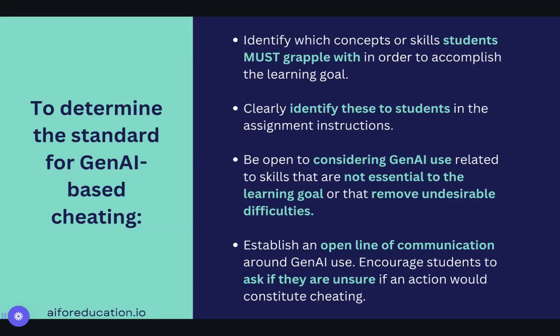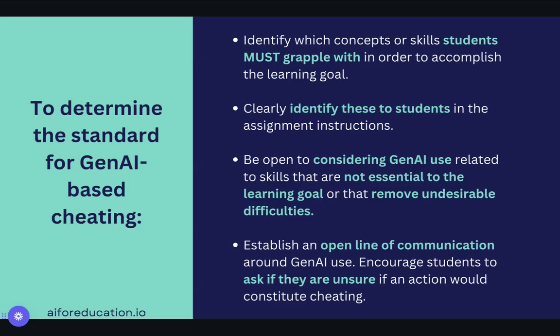But if you consider, as I do, that the standard that constitutes cheating is the deception, the element of trying to deceive the teacher into thinking learning has taken place when it has not, then there are things that you can do. So first of all, I would identify which concepts or skills students must grapple with in order to accomplish the learning goal. Like, this is what I need you to engage with, even if it's hard. Clearly identify those to students in the assignment instructions and say, this is not something that you will be able to use AI for. I need you to do this on your own. But then be open to considering AI use related to things that are not essential to that learning goal.